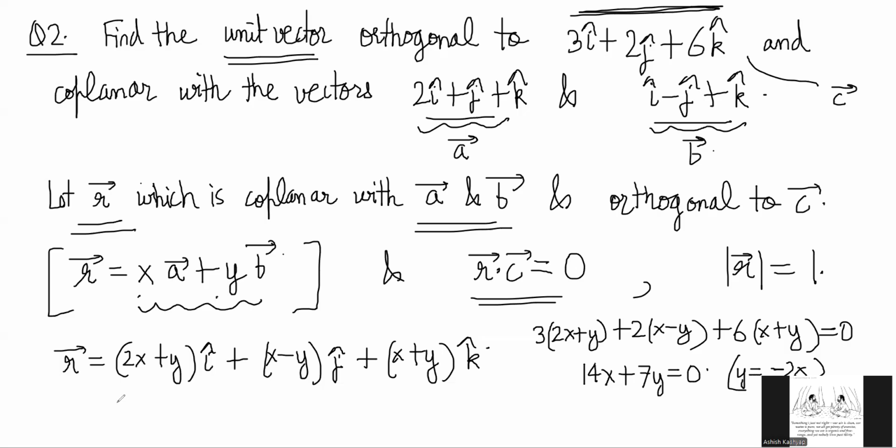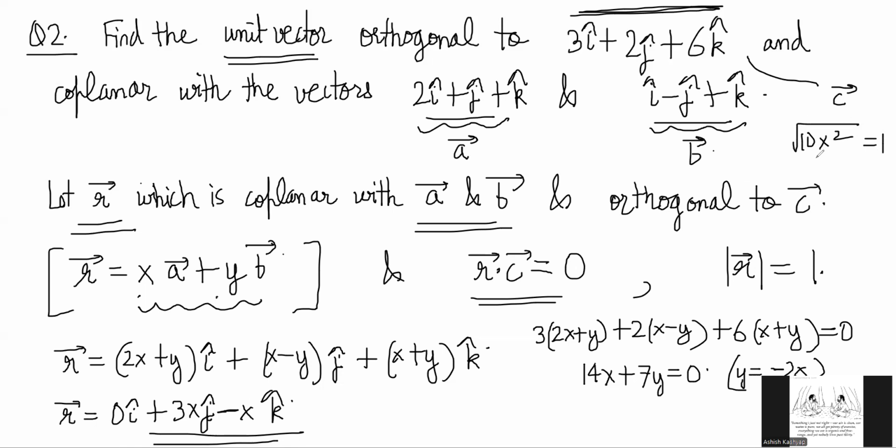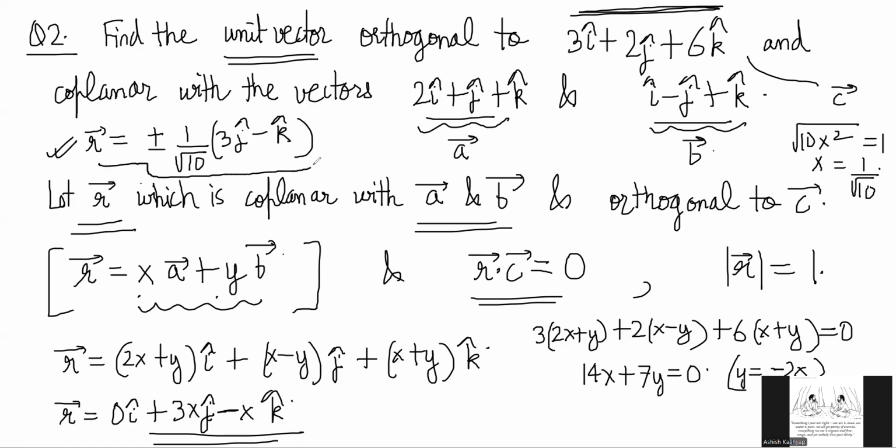Y is equal to minus 2x means my r vector is becoming 0 i cap, y is minus 2x, so this is plus 3x j cap, and y is minus x, k cap, right? And the r vector has modulus of 1. So the modulus of this vector should be 1. So that will be root over 10x square should be 1. So x is equal to 1 over root 10, right? Plus minus 1 over root 10 will come, and therefore my r vector is coming as plus minus 1 over root 10 times (3j minus k cap). So I have found my desired vector here, right?